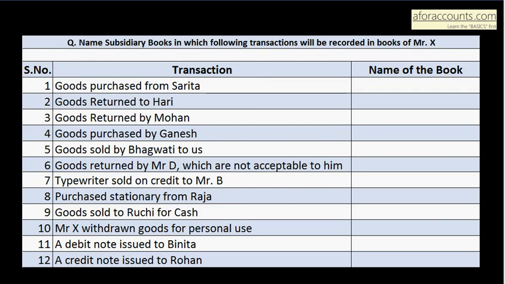Next question on subsidiary books. Name the subsidiary books in which the following transactions will be recorded in the books of Mr. X. As the nature of the transaction, so will be the subsidiary book. Goods purchased from Sarita. You have purchased goods from Sarita, so obviously that has to be the purchase book.